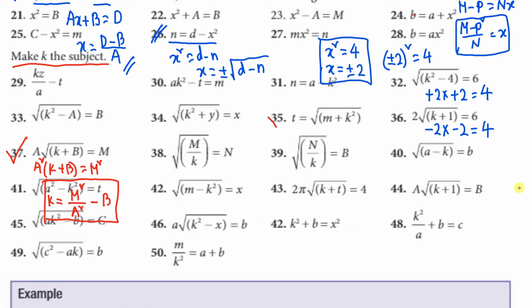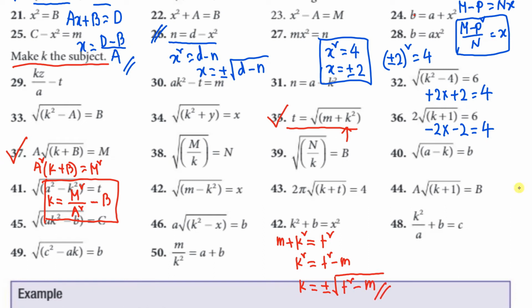Let's see another question, 35. We are going to make k the subject, k square. Let me see where the k is. K is here, so we need to square on both sides. Then we can write the expression m plus k square. The right hand side I am going to write on the left side, and t we need to write as t square because we are squaring on both sides. Then k square equals t square minus m. So our final answer would be k equals plus minus, because we take the square root on both sides, square root of t square minus m.